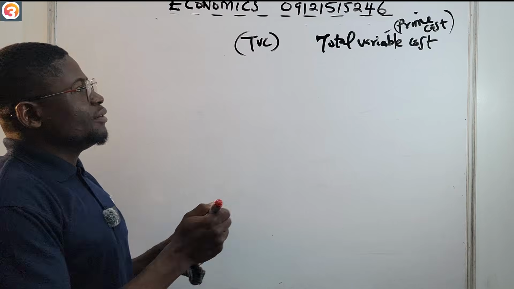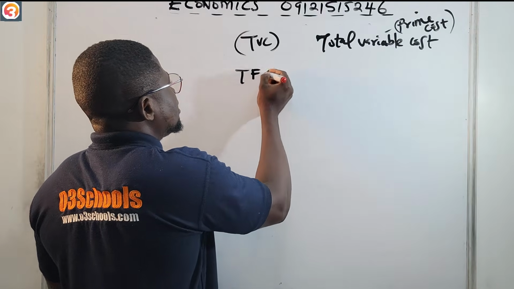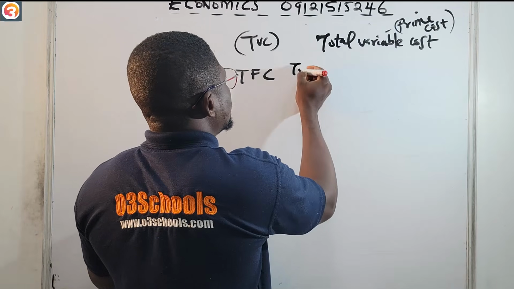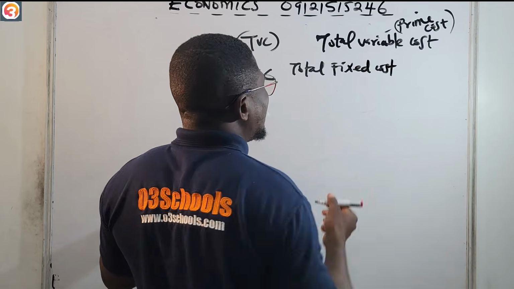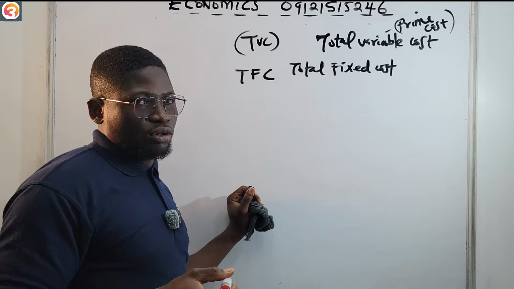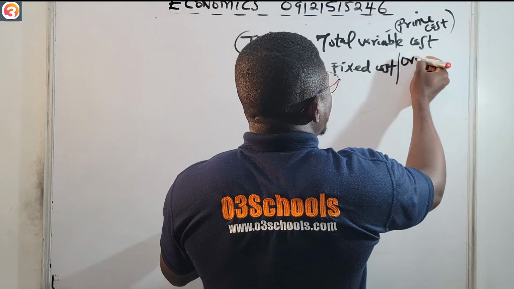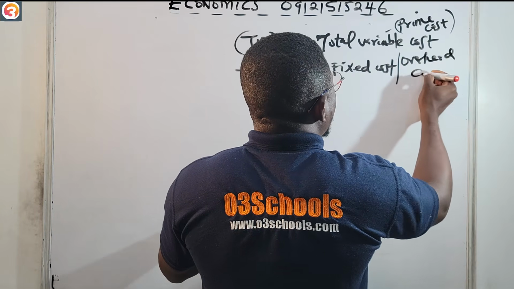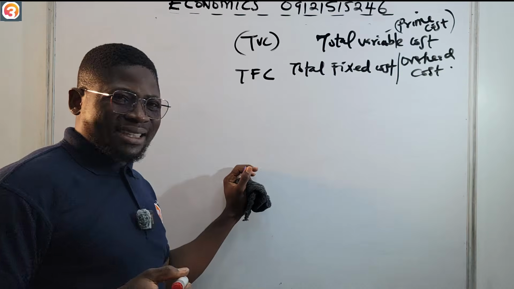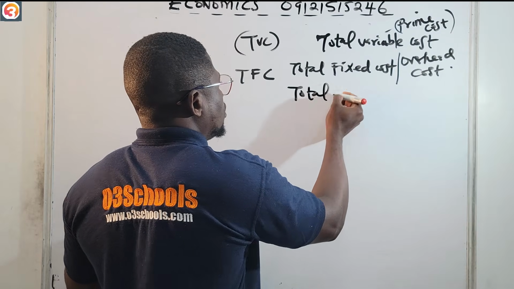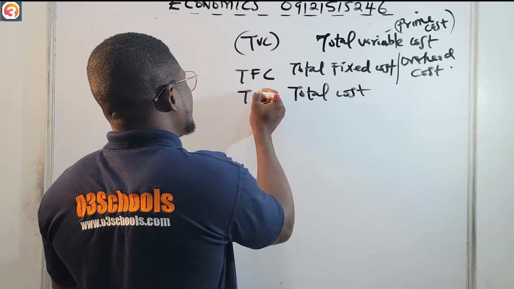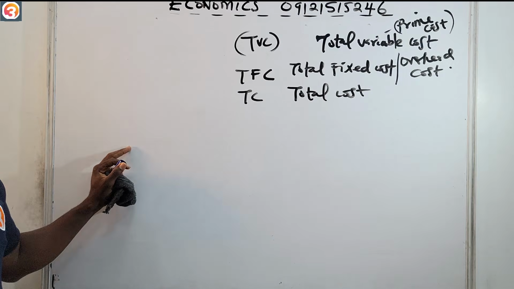Then number 2, we have what we call total fixed cost. Total fixed cost is also called overhead cost. Then number 3, we have another one we call total cost. Total cost is TC.